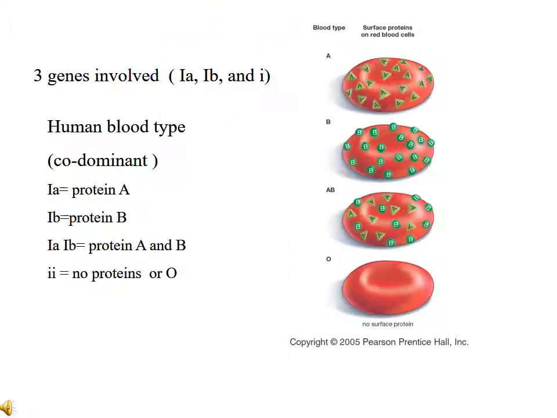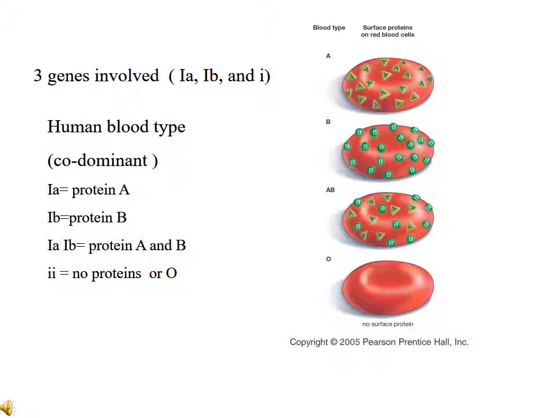Another variation in Mendelian genetics is codominance. In this case, let's look at a model that all of us probably have an interest in. Blood typing. All of us are familiar with type A blood, type B blood, type O blood, type AB blood. So what are we talking about here?